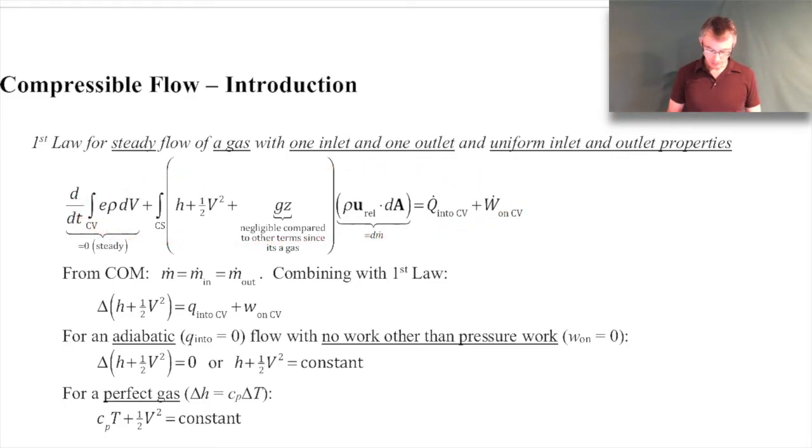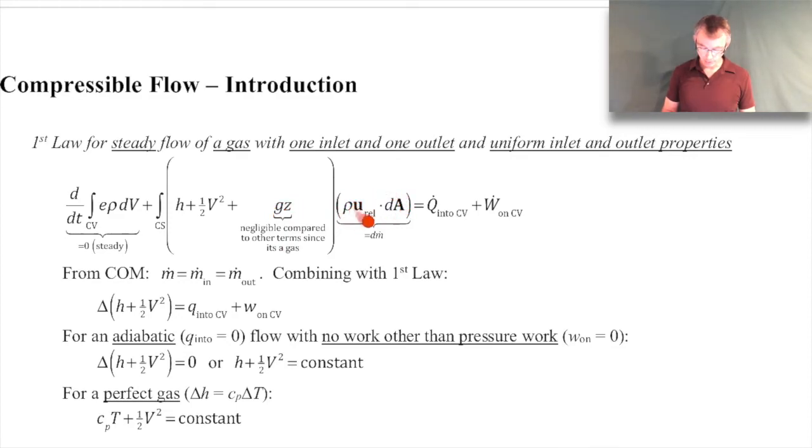The first term is the time rate of change of total energy within our control volume. That's 0 because we're dealing with steady flows. Then we have this term. The term in these brackets here is the total specific enthalpy. So you've got specific enthalpy here, the kinetic energy term, and here's the potential energy term, but we said we were going to neglect this one because we're dealing just with gases. So that'll go away.